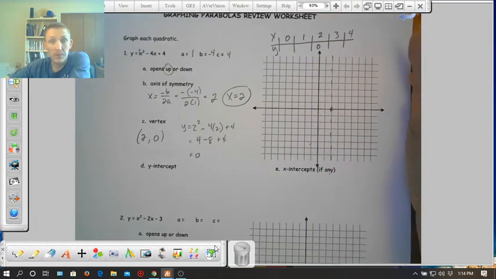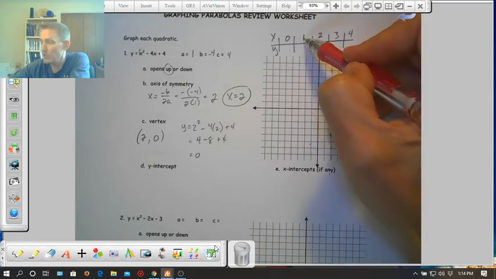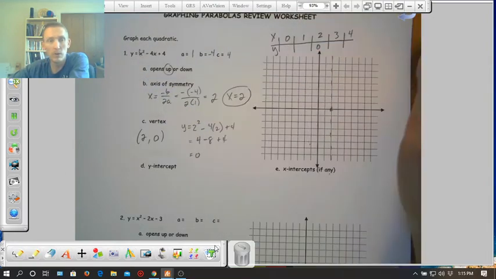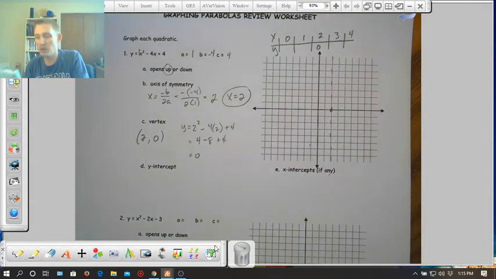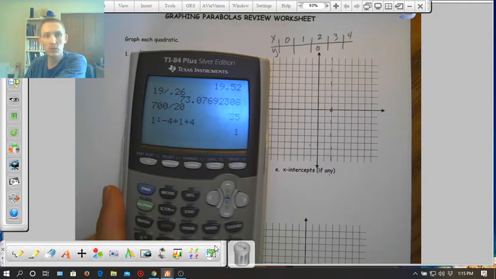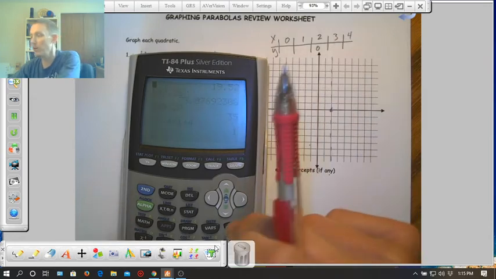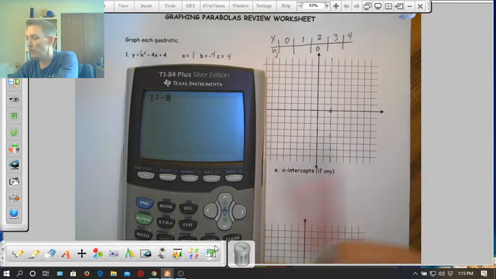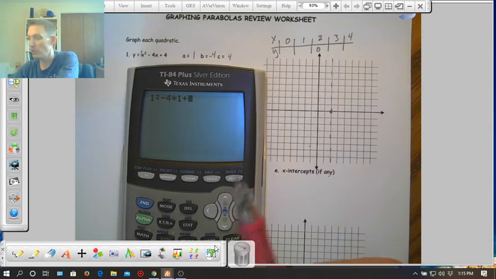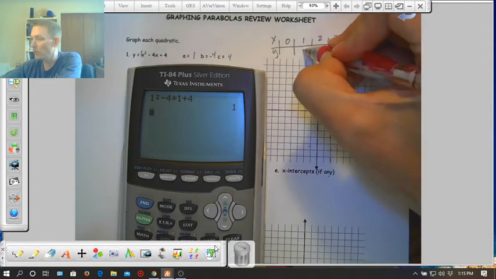Now I'm going to fill in the rest of this table by taking each of these values and plugging them in for x. Well, I'm going to go ahead and use my calculator for this. So I'm going to go 1 squared minus 4 times 1 plus 4. And if I look here at that value, in fact, let's clear that out so you have a little bit less. 1 squared minus 4 times 1 plus 4. And that's going to equal 1.